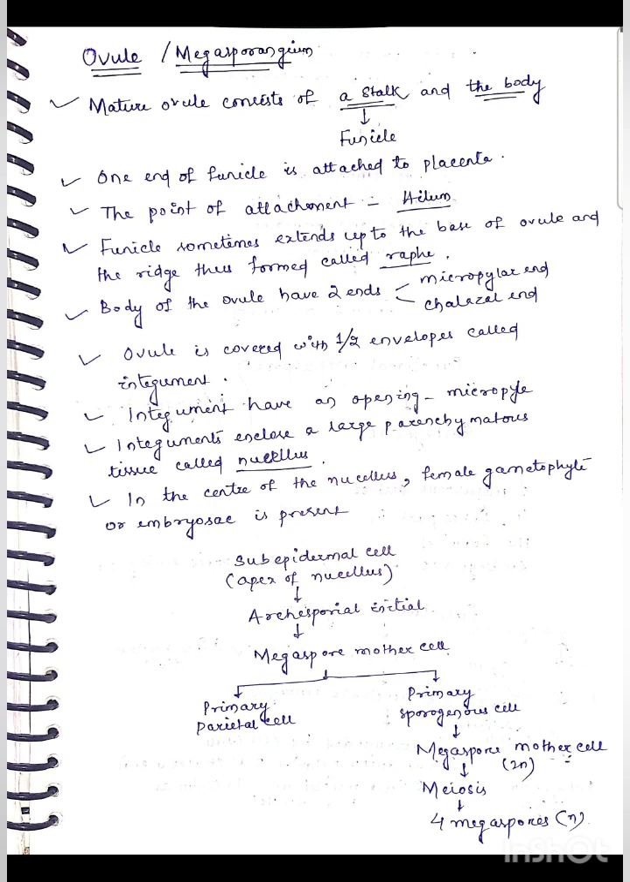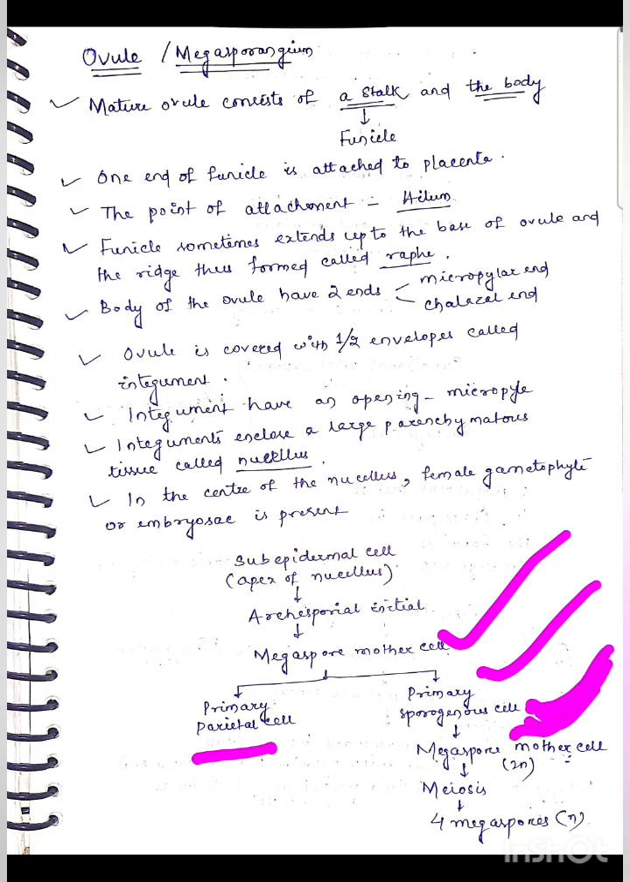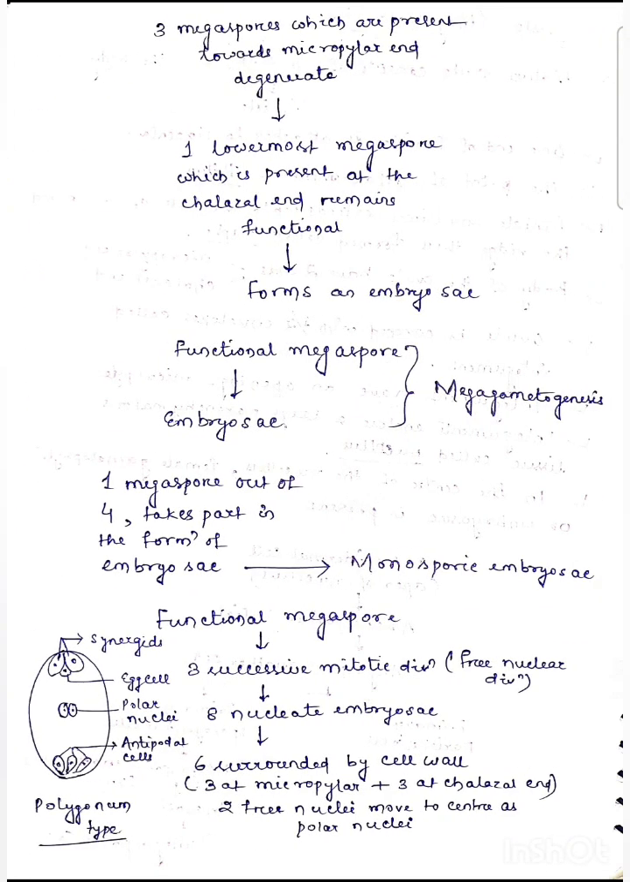At first, earlier in the young stage, a subepidermal cell of the nucellus acts as archesporal initial, and one specialized cell acts as megaspore mother cell. It divides to form primary parietal cell and primary sporogenous cell. Primary sporogenous cell develops to form megaspore mother cell. Megaspore mother cell undergoes meiosis to form 4 megaspores. Then 3 of these megaspores towards the micropylar end degenerate, and the one lowermost megaspore present at the chalazal end remains functional and forms an embryo sac.